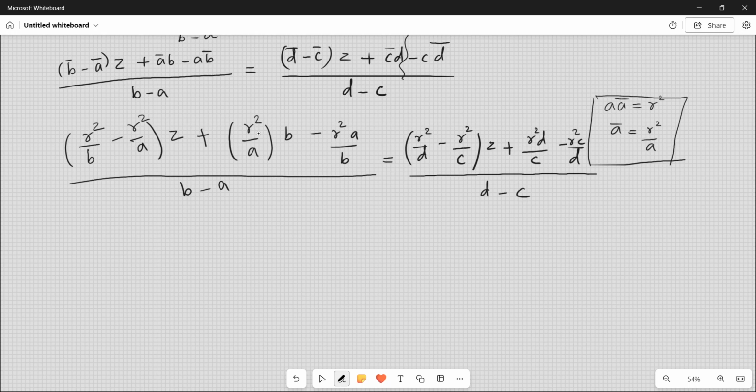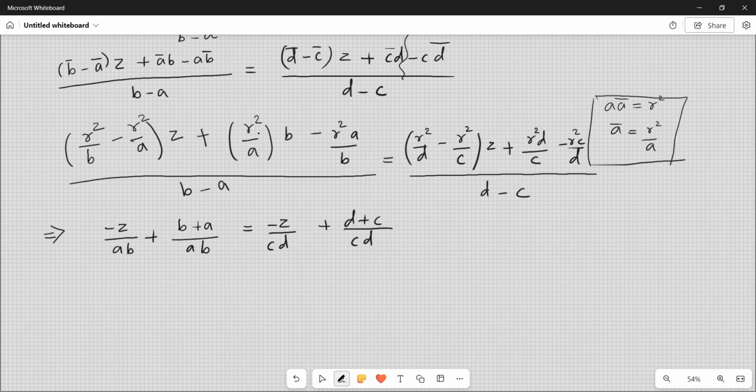Now if I simplify further, then I will get minus z by ab plus (b plus a) by ab, and that is equal to minus z by cd plus (d plus c) by cd. Okay, if you simplify it, you will get the following terms.